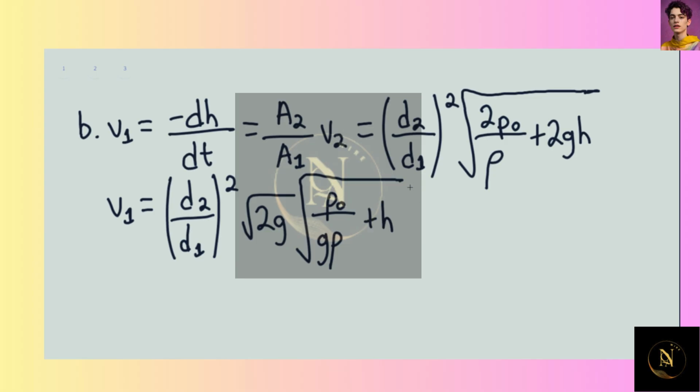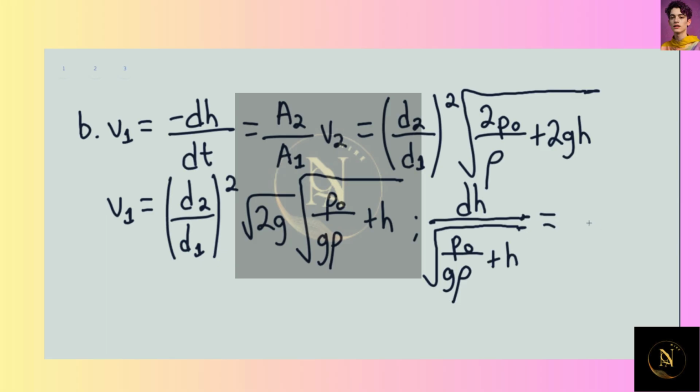Now, separating the variables gives that here, we can write dh over the square root of, rather, my apologies, p initial divided by g times rho plus h.